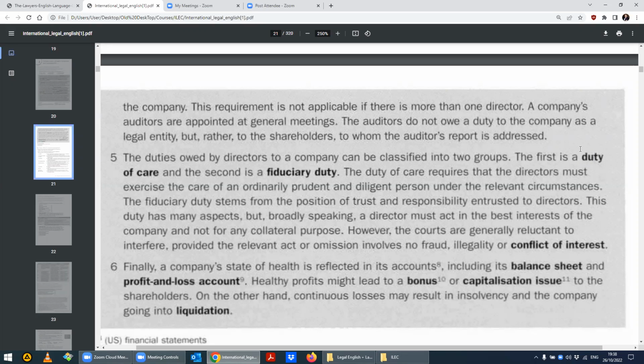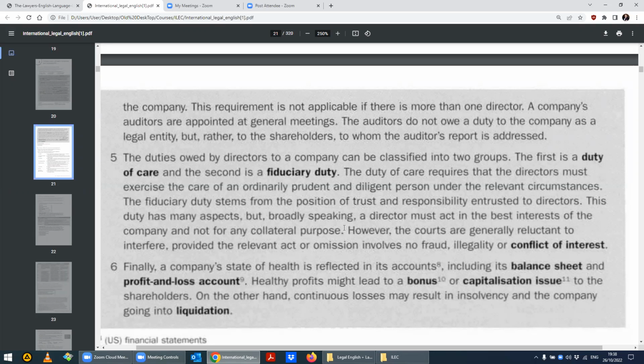Well, fiduciary duty basically means, it comes from the fact that you know everything about the company as a director. So you've got to act in the best interests of the company, not for your own interests or for the interests of a relative or a friend.